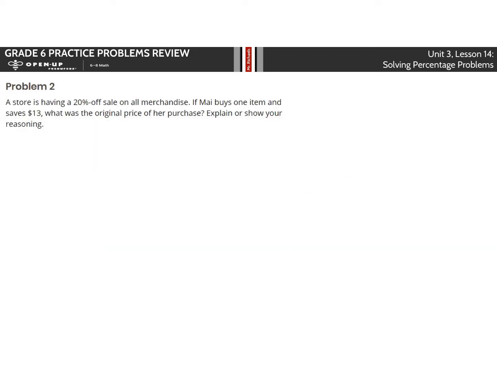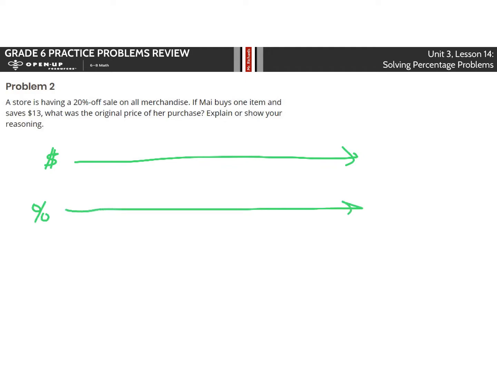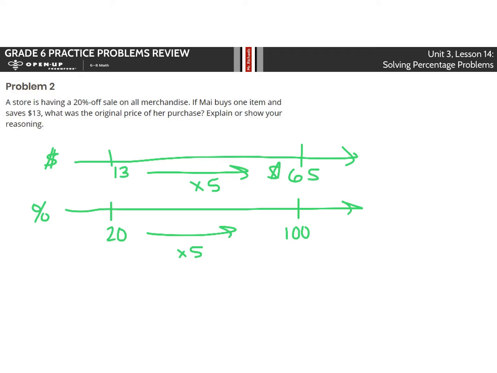A store is having a 20% off sale on all merchandise. If May buys one item and saves $13, what was the original price of her purchase? Explain or show your reasoning. Now, we could have a number line idea here, and that's one method to solve this question, where we'd have dollars on one of our number lines, and percentages on the other. If you recognize that the $13 saved is that 20% off, we can ask ourselves, how do I get to 100? Well, you're just multiplying by 5 here. And sure enough, if you take $13 times 5, you'd get $65. And that's one method of getting to our solution.